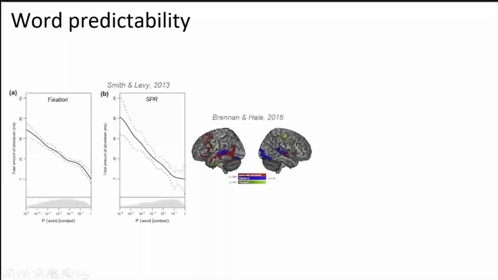There have also been brain areas which have been found to correlate with the predictability of a word. So you give people a podcast to listen to, and you compute the predictability of the word at each given word for the podcast, and then you see what brain activity correlates with the predictability of these words.